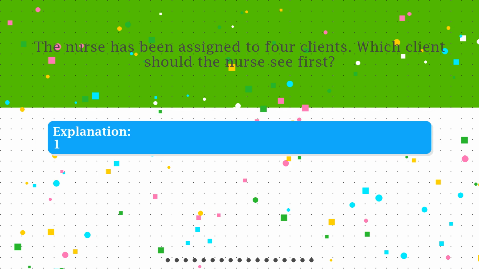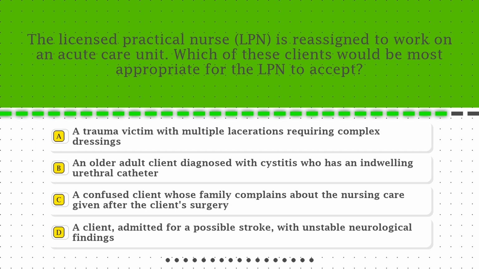Question 16. The licensed practical nurse, LPN, is reassigned to work on an acute care unit. Which of these clients would be most appropriate for the LPN to accept? Option A. A trauma victim with multiple lacerations requiring complex dressings. Option B. An older adult client diagnosed with cystitis who has an indwelling urethral catheter. Option C. A confused client whose family complains about the nursing care given after the client's surgery. Option D. A client, admitted for a possible stroke, with unstable neurological findings.